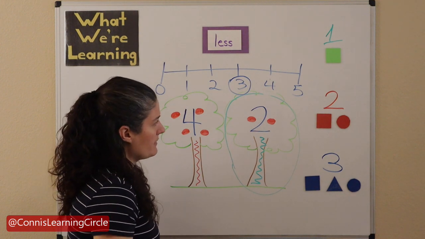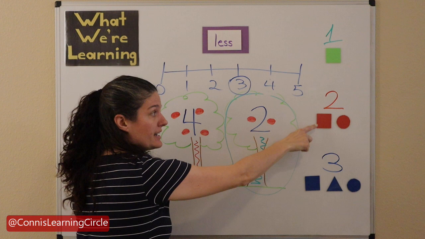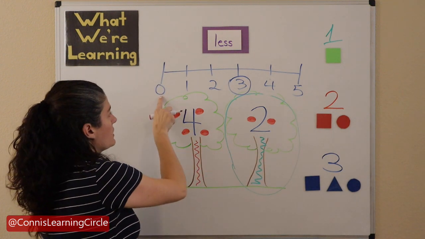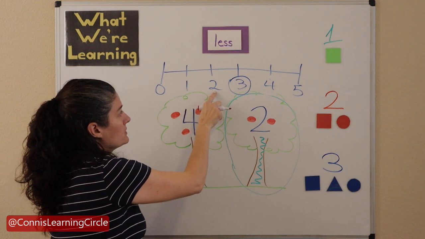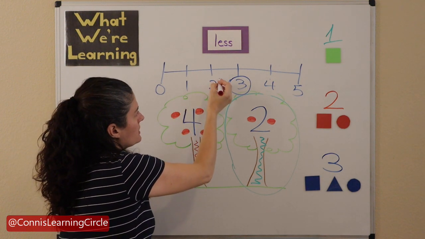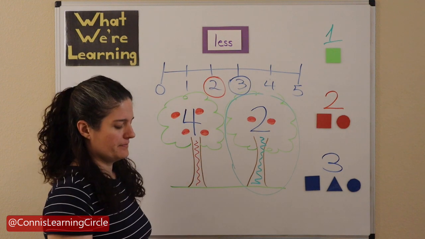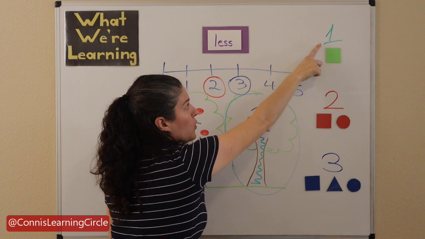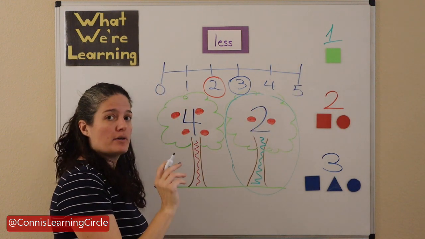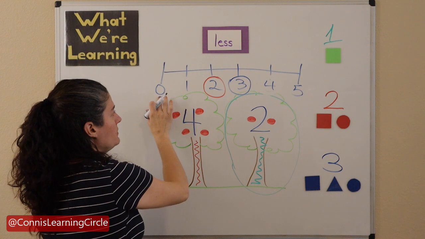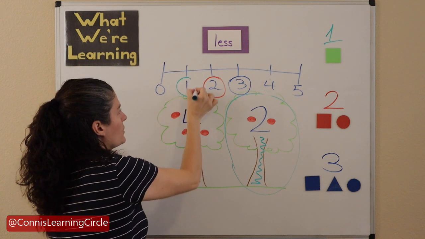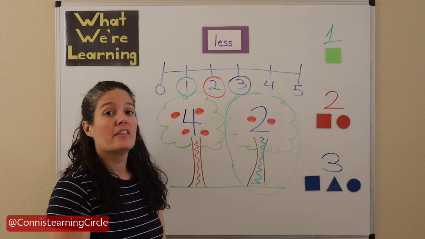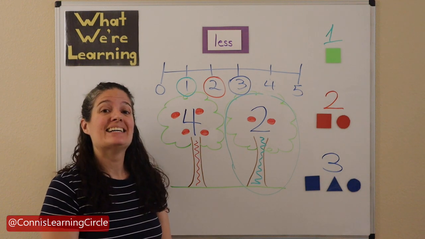And then we have our red shapes. We said 2 of them. So we're going to use our red marker. Start at our 0. 1, 2. There's our number 2, we'll circle it with our red. And then we have our green shapes up here. We said there is 1. So we're going to use our green marker. Start at our 0, 1. There's our number 1.